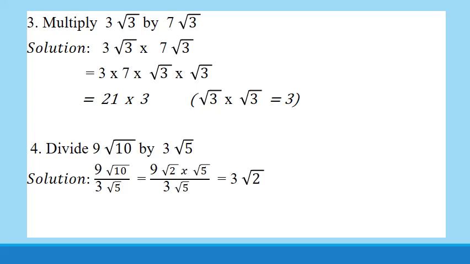Same in case of the division. See here, 9 root 10 by 3 root 5. So if you will divide, 9 and 3 get cancelled, but root 10 you can solve as root 2 into root 5, or you can take under root of 10 by 5. 10 by 5 means what? It gives you root 2. So the answer is 3 root 2. So in this simple way, dear students, you can operate the real numbers.